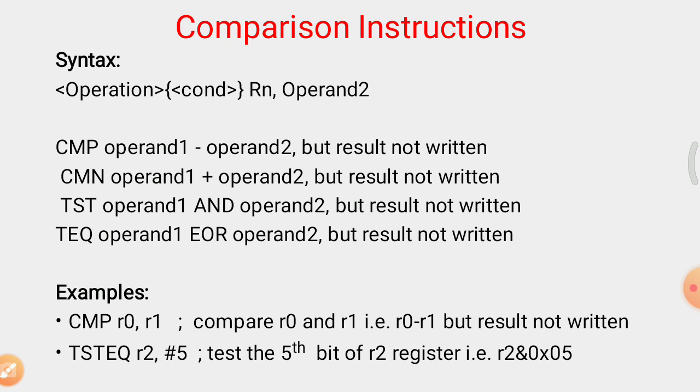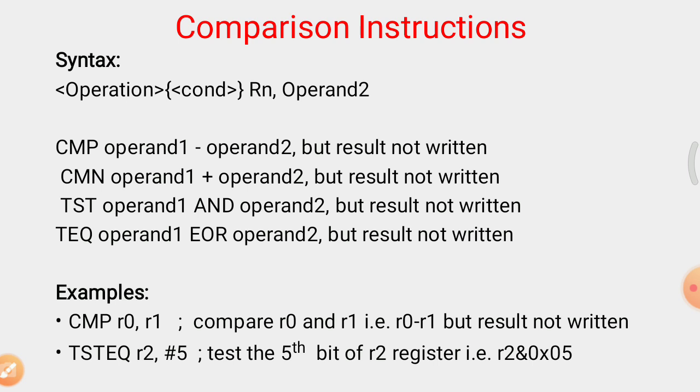Let us see some of the comparison instructions. CMP, that is compare. This is going to operate as operand 1 minus operand 2. Operand 1 is Rn, and operand 2 may be a register or any immediate value. Whenever this subtraction is done, the result is not written anywhere, but the flags are going to be updated. Depending upon those flags, we can write any of the applications.